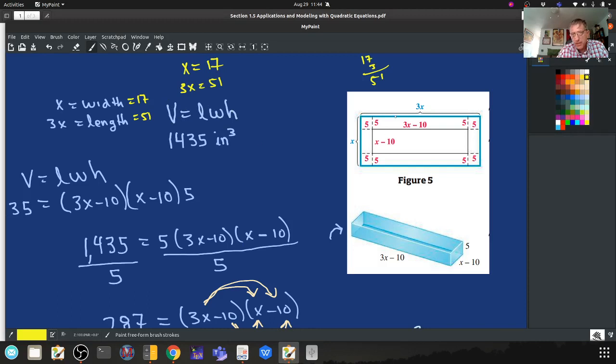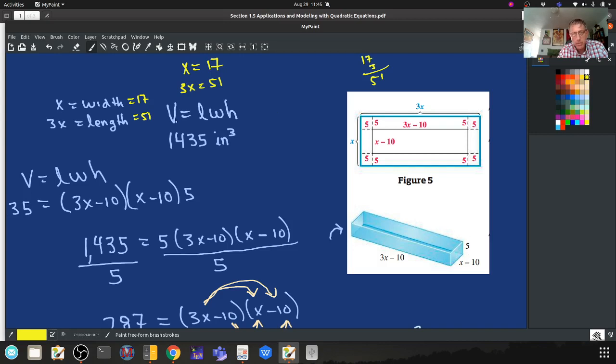You should be able to produce this picture. I'm doubtful that some of you would be able to, so I would never give this to you unless Figure 5 was literally provided to you. Once you have all of this, you take this sheet metal and bend the sides up, because these corners have been cut out, and you can make a little box where the length is 3x minus 10, the width is x minus 10, and the height is 5.